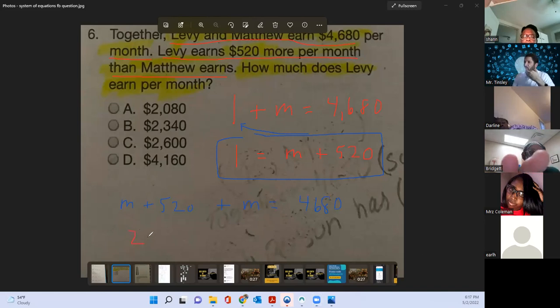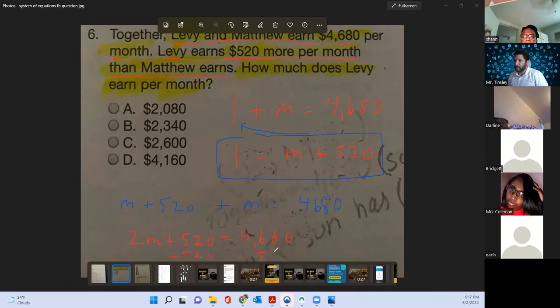Okay, so then we get 2M plus 520 equal 4,680. Then this is a two-step algebraic equation. So you subtract 520 from both sides, and you get 2M, the 520s cancel, equal 4,160. Again, you divide both sides by 2. It's a one-step algebraic equation. M equal 2,080, right? So we see 2,080.